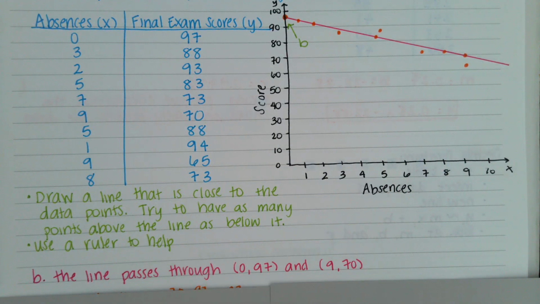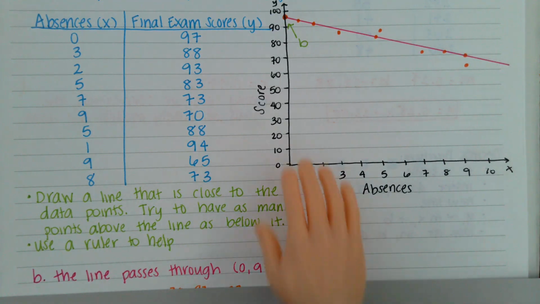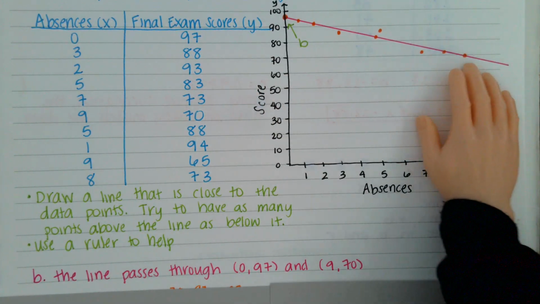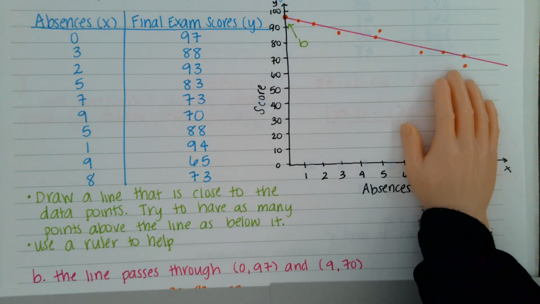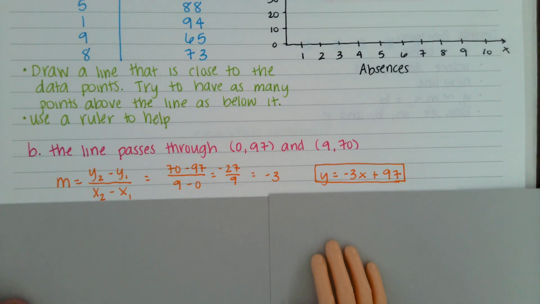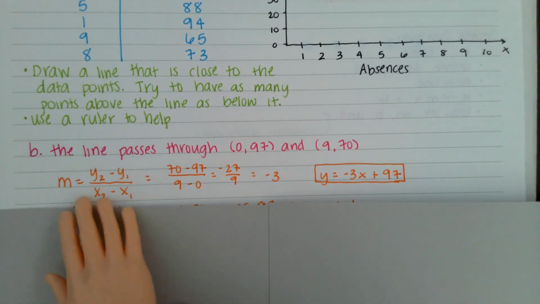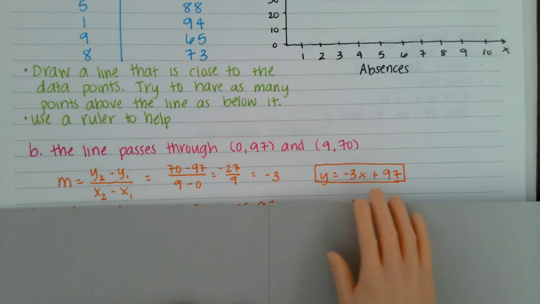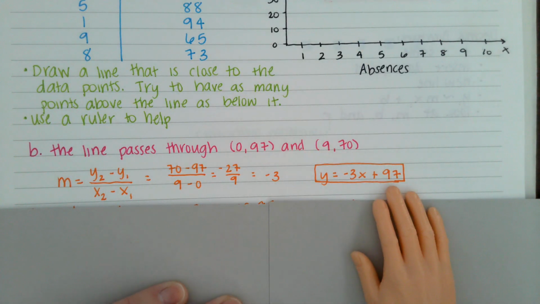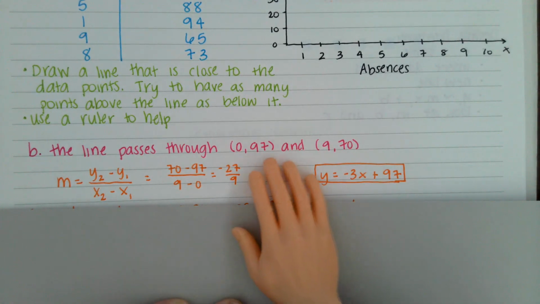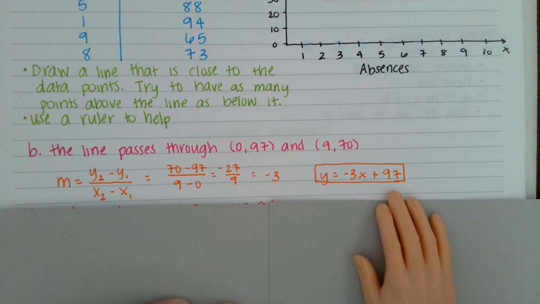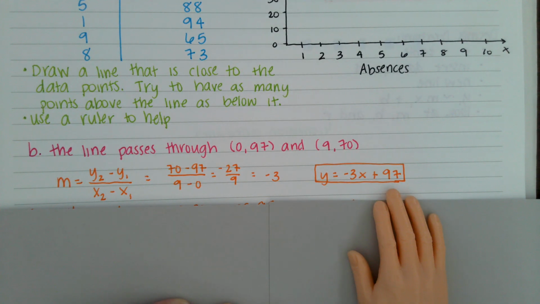Then from there, I can see that the line goes through (0, 97) and (9, 70). I just chose 2 points that it crosses through perfectly. And to write my equation, we need slope-intercept form. So use your formula to find slope, which is -3, and the y-intercept is where it crosses the y-axis, which was (0, 97).